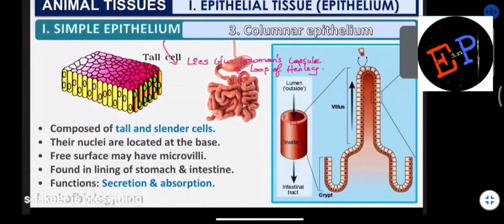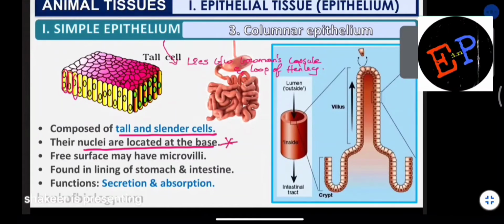Okay. So let us see what is meant by columnar. They are composed of tall and slender cells. What is the structure of these columnar cells? They are tall cells and they are arranged in the form of columns. That is why they are called tall and slender cells. Their nuclei are located at the base. Each cell will have a nucleus. Where is the nucleus arranged? The nucleus is arranged at the base of the cells. So this is one important point.